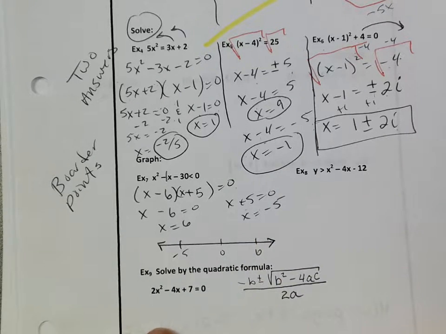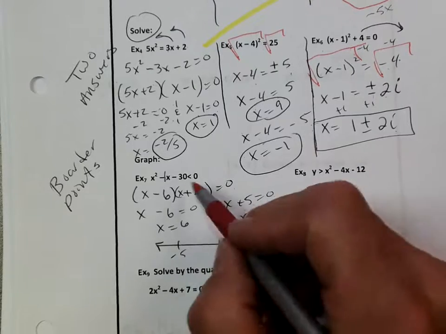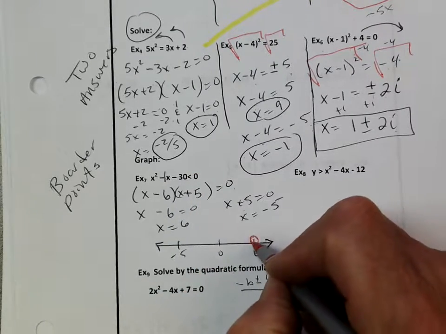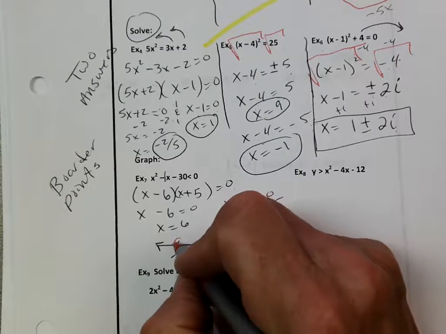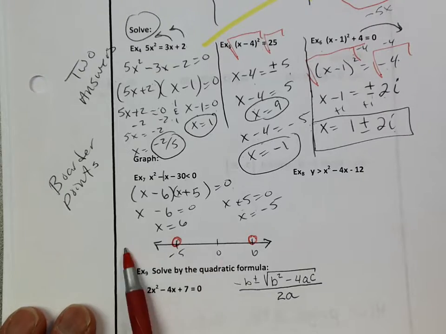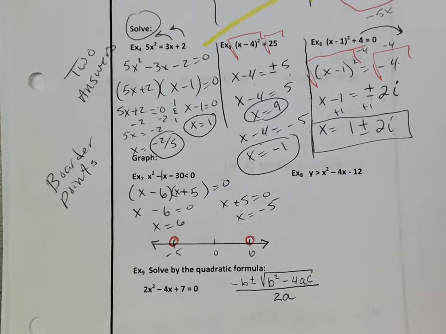Okay. Now I'm going to shade on the number line. First thing, though, that I recognize is that I'm going to have open circles. There's not an equal sign here, so it's going to be an open circle at 6 and an open circle at negative 5. Now I need to test. I'm either going to shade this region, or this region. And the way I test is by plugging numbers in.